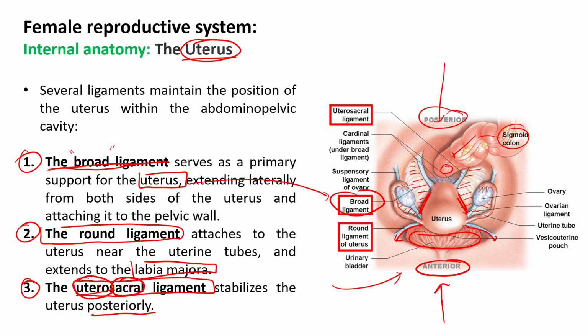We know that the sacrum is in the back, and this is the uterosacral ligament. The sacrum will be located here. The sacrum is that triangular shaped bone that, in this case, supports the uterus through this ligament.